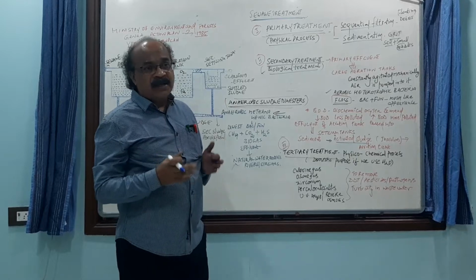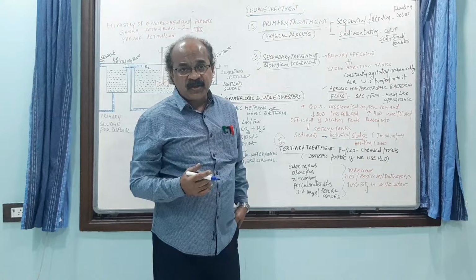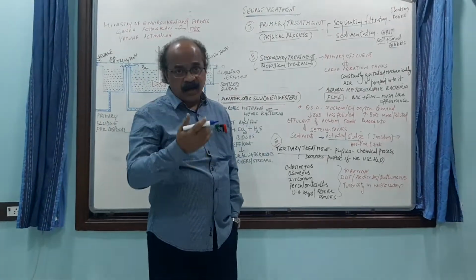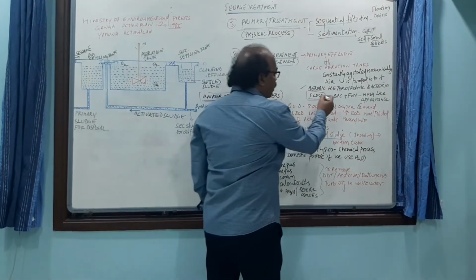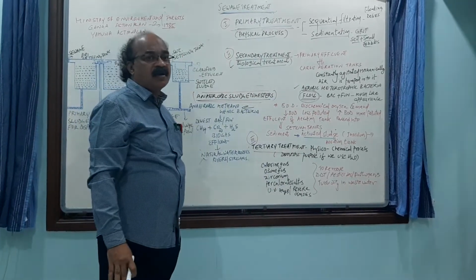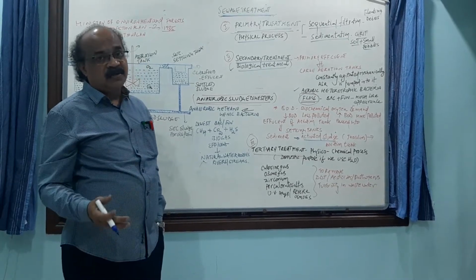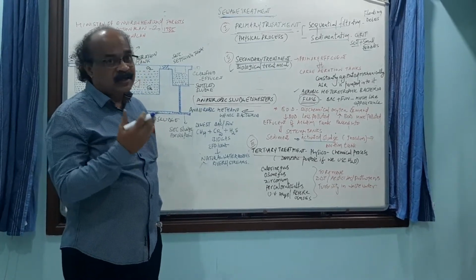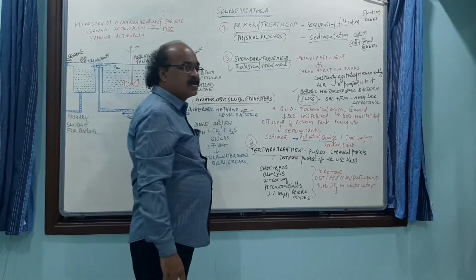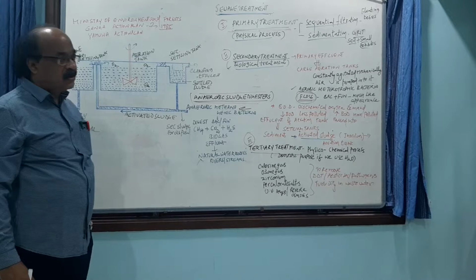The bacteria and fungi together form mesh-like structures, which are called flocs, F-L-O-C-S. What is a floc? A floc is nothing but bacteria and fungi together forming a mesh-like structure. Secondary treatment is so important.